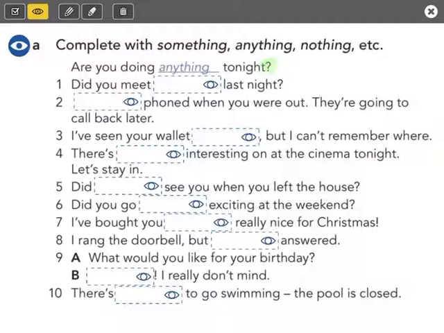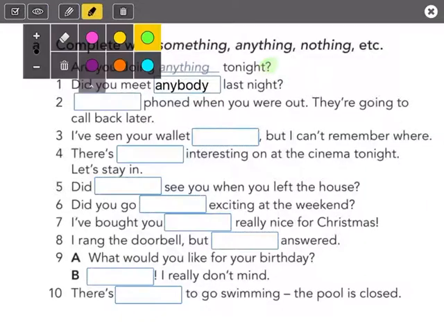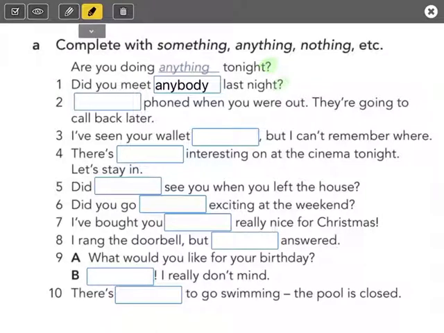Did you meet last night? What did you put? Did you meet anybody? No, we've got a question. No, oye, ¿te has encontrado con alguien anoche? ¿Quedaste con alguien anoche? Viste incluso, ¿no? Very nice. What about number 2?